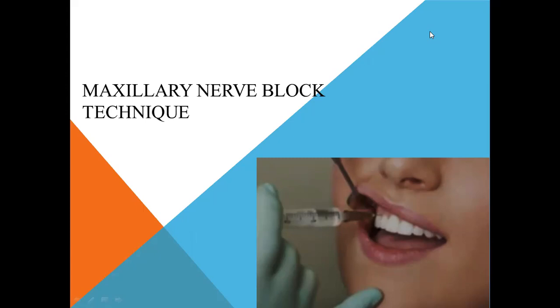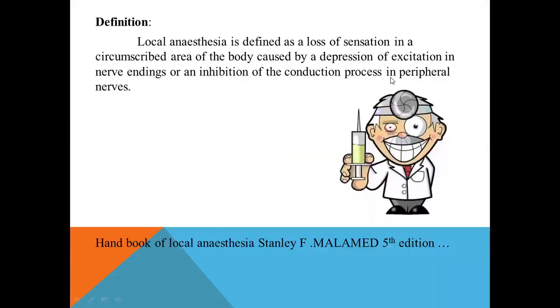Moving on to the slide. Before going into any nerve block, one should know this definition. I hope everyone knows this definition. So I'll brush up on this. Local anesthesia is defined as loss of sensation in the circumscribed area of the body caused by depression of excitation in nerve endings or inhibition of conduction in the peripheral nerves. So this is a well-known definition of local anesthesia, which is given in the Malamed 5th edition book.